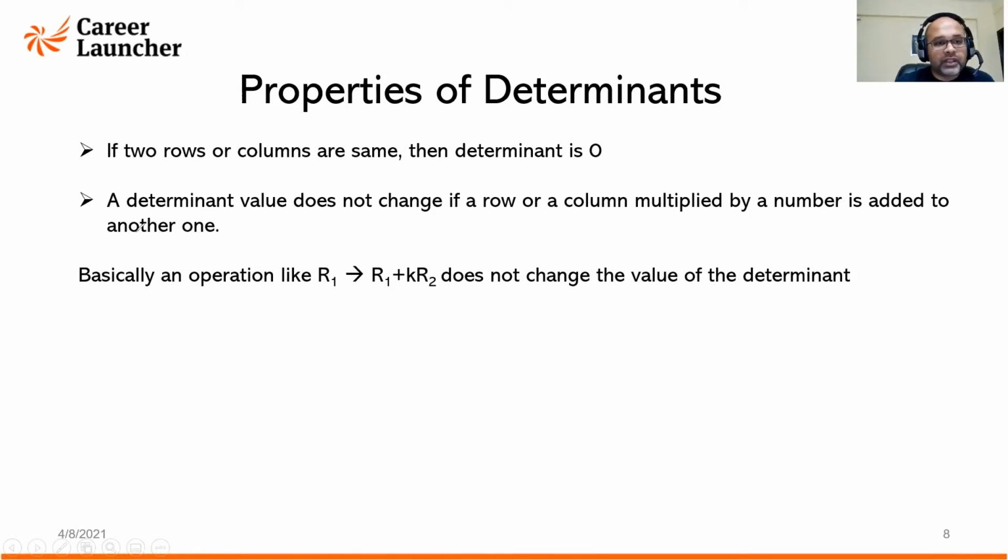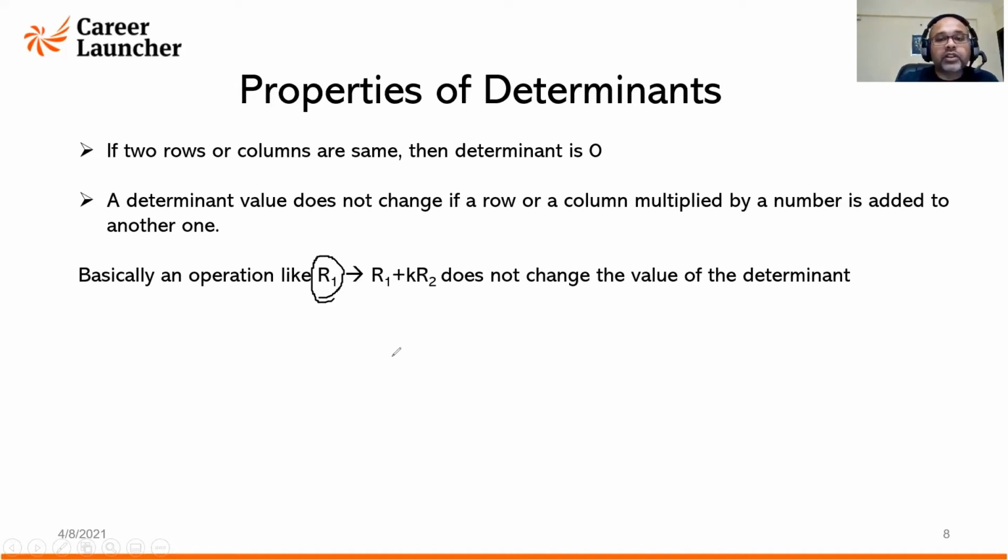The last property that we have here is a determinant value does not change if a row or a column multiplied by a number is added to another one. If you remember, in row operations in a matrix, I can replace my row 1 as row 1 plus k times R2. I can do this row operation. If you forgot, please go back to the initial videos where I discussed matrix operations and properties of matrix operations. Here the matrix does not change.